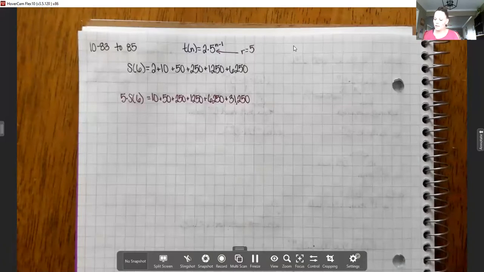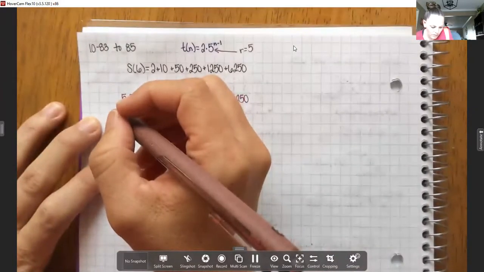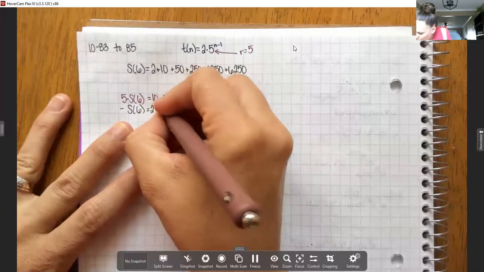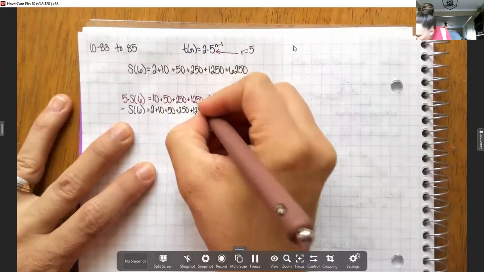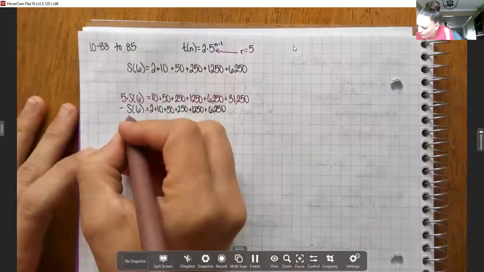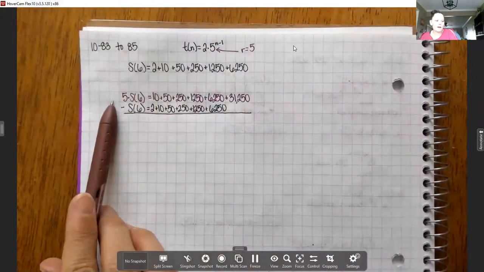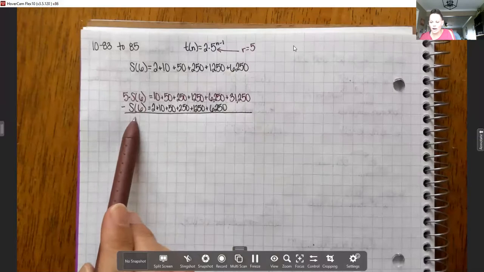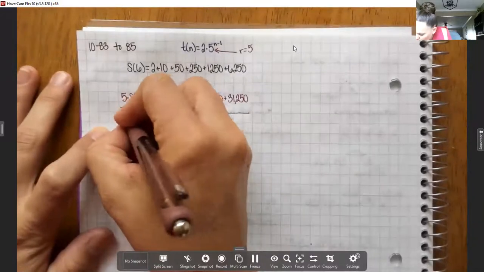And now I'm going to subtract the original S of 6. S of 6 is 2 plus 10 plus 50 plus 250 plus 1250 plus 6250. So I multiplied by the multiplier, and now I'm subtracting the original. If I had 5 of these and I subtract one of them, I now have 4 times S of 6.